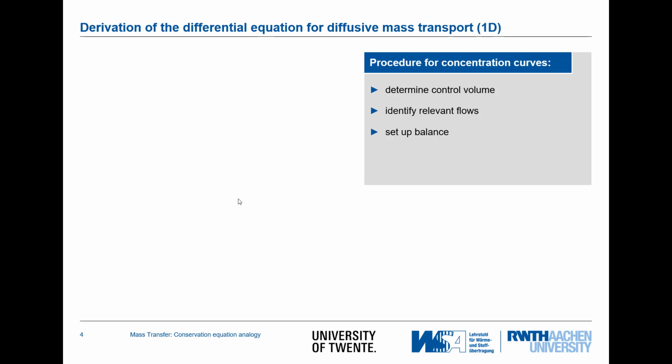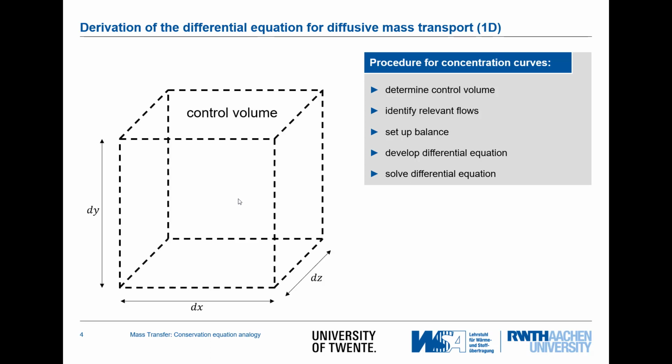The next step is that we use this to set up the balance, now not the energy balance but a mass balance, and finally from the balance and the fluxes we will develop the differential equation. So after showing that, let's do that. Of course, finally we solve the differential equation with the required boundary conditions. Let's look at the control volume.